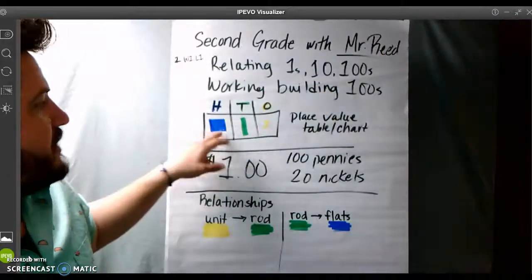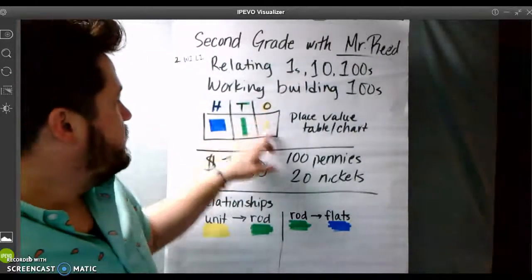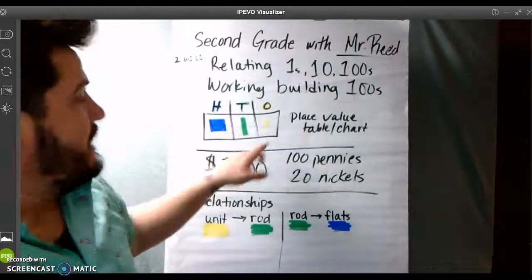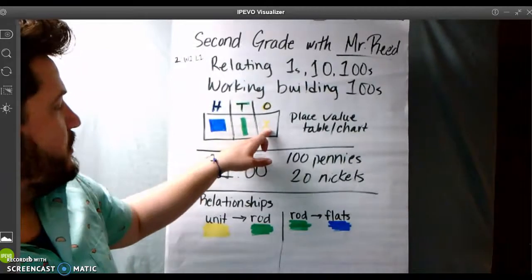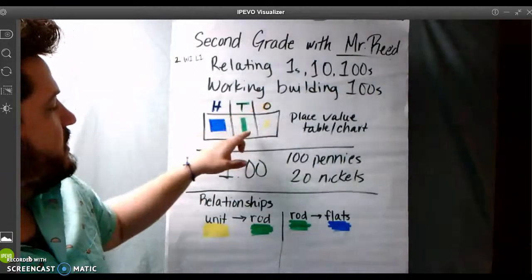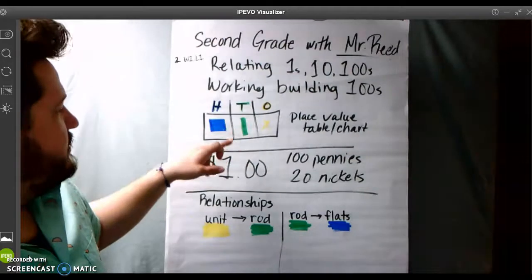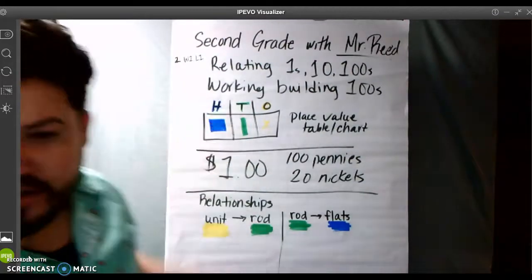Let's go over our place value table chart. We have our ones, our tens, our hundreds. We have X's, we have units. For ones, we have rods, and tens for tens. And we have flats and little squares for hundreds, right?